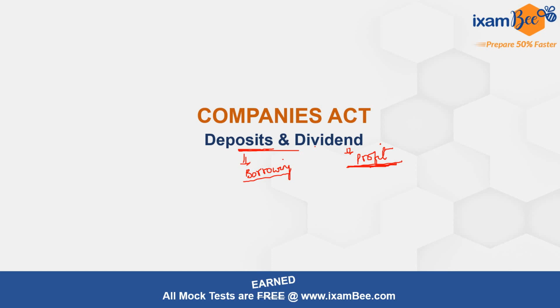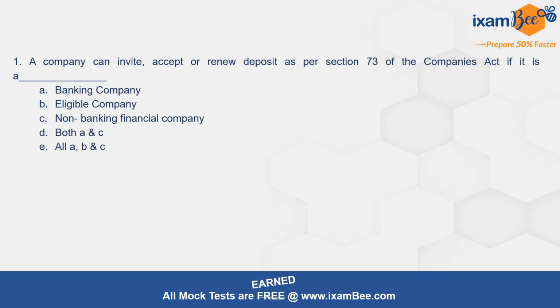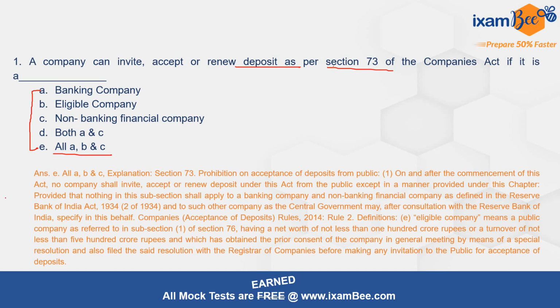So now we'll be moving ahead with our first question, that is, a company can invite, accept or renew deposits as per section 73 of the Companies Act if it is a. So which of these is the correct option out of these? So banking company, eligible company, non-banking financial company, both A and C, all A, B and C, and the correct option with respect to this particular question is E, all A, B and C.